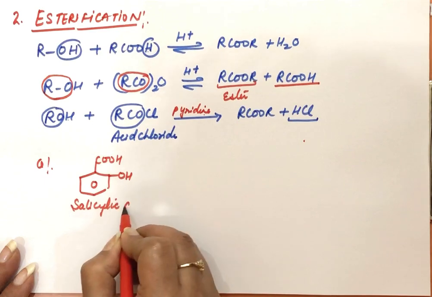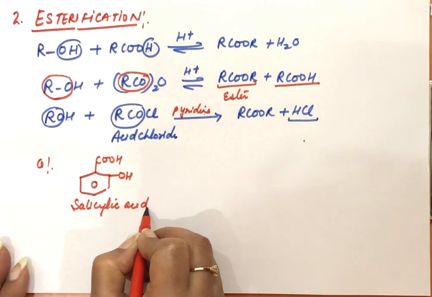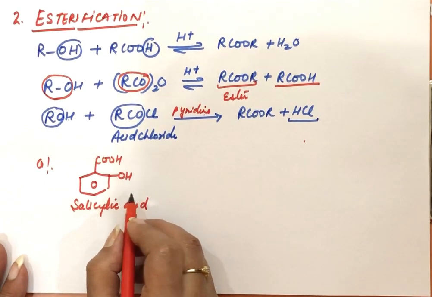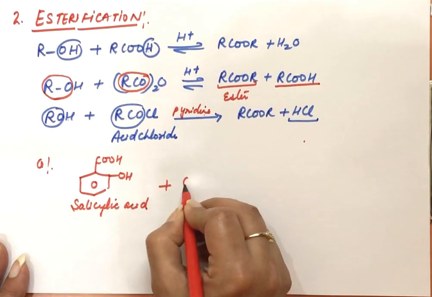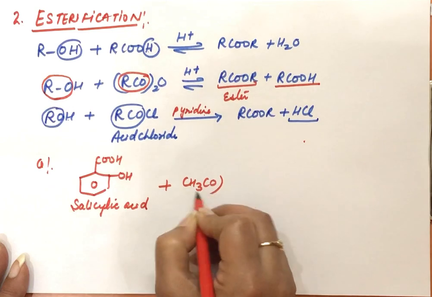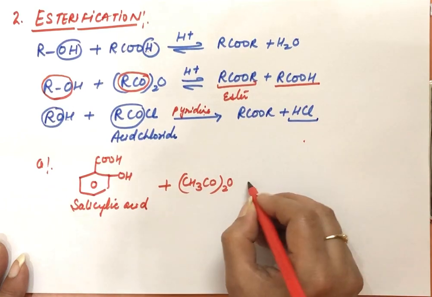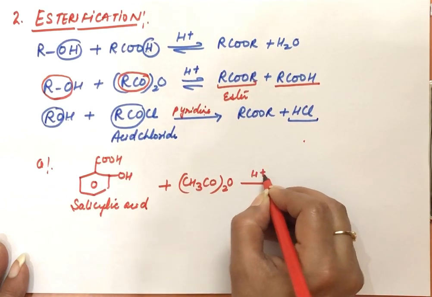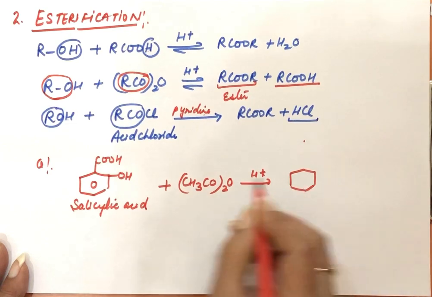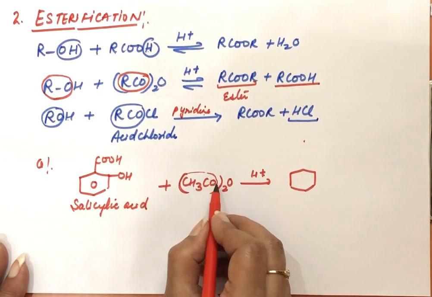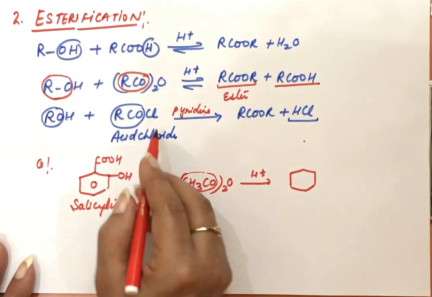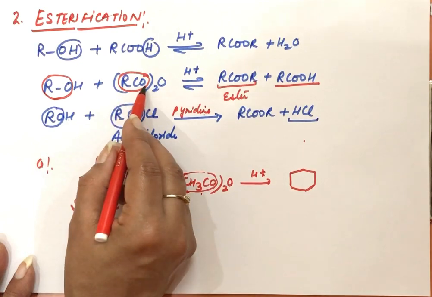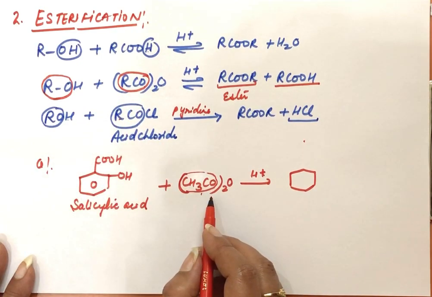Salicylic acid. How can we introduce the acetyl group in alcohols or phenols? If we react them with acid anhydride or acid chloride in the presence of acid, then this acetyl group, the COCH3 group, is introduced. It can be done by the reaction of acid anhydride or by reacting the acid chloride, because both contain this RCO, that is the acetyl group.